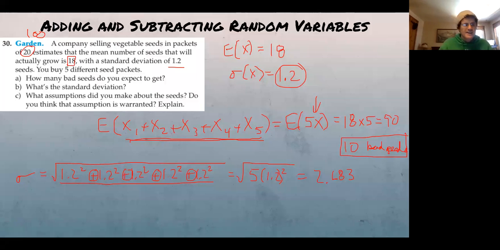So this is kind of like a hidden assumption perhaps, but the assumption here is that these are all independent, and that, you know, if we had a lot of bad seeds in one packet, that doesn't have any impact on the amount of bad seeds we have in the next packet. And in this case, is it a fair assumption to make? What do you think?